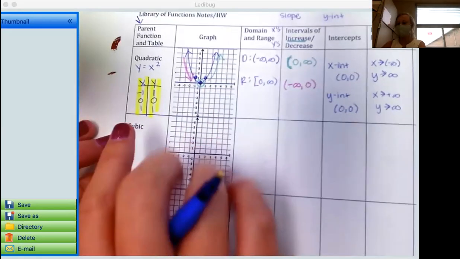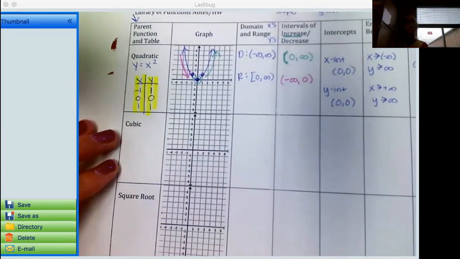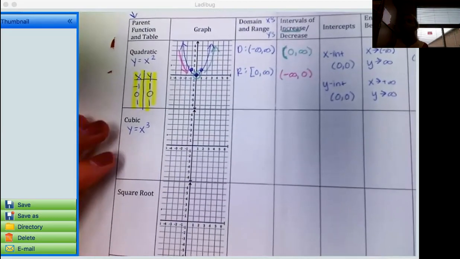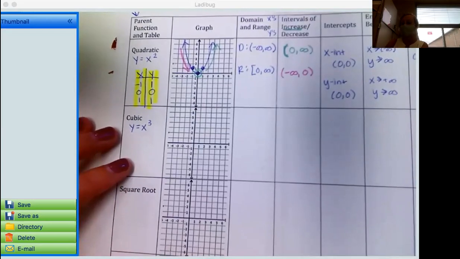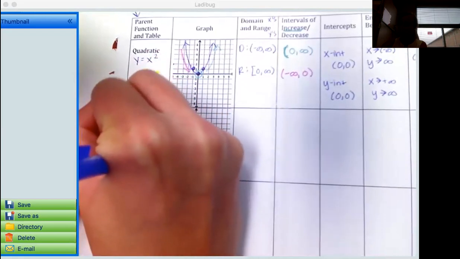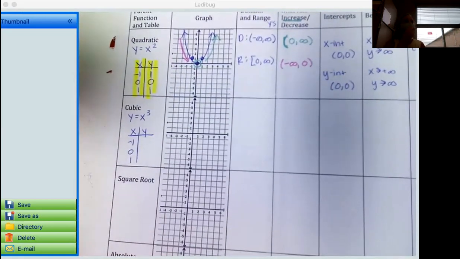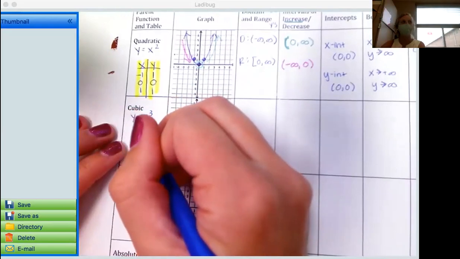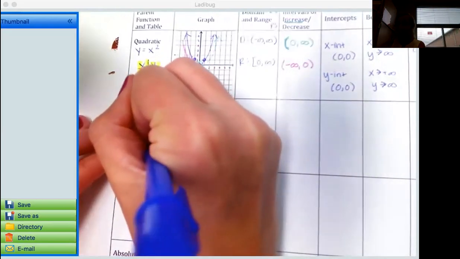Okay, let's go down. A cubic function, what is the parent function or the parent equation? Good, y equals x cubed. So our table that we need to know for tomorrow, we're going to use -1, 0, and 1 again. Anytime we can use -1, 0, 1, we are going to use them because they are the smallest numbers to plug into an equation, okay? What happens when I substitute each of these in for x cubed? What do we get? Good, -1 cubed is -1.